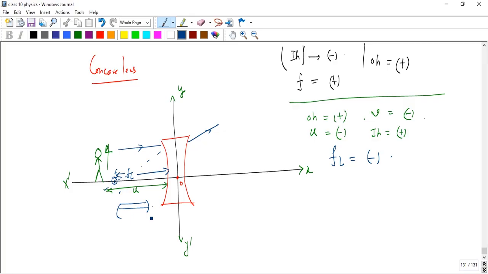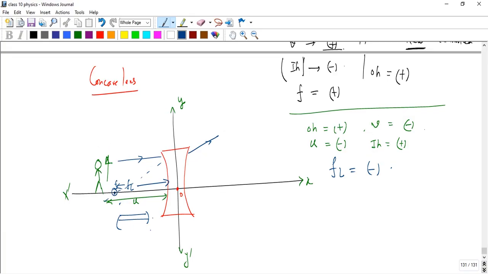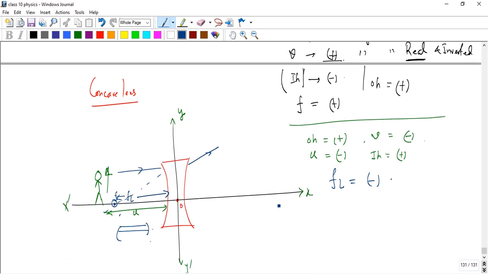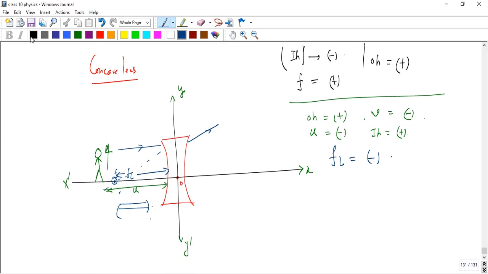And here is the lens formula. For any lens, either convex or concave, the sign between the terms is always a minus. The basic formula is 1 by v minus 1 by u equals 1 by f.